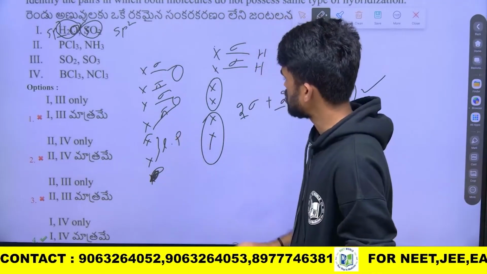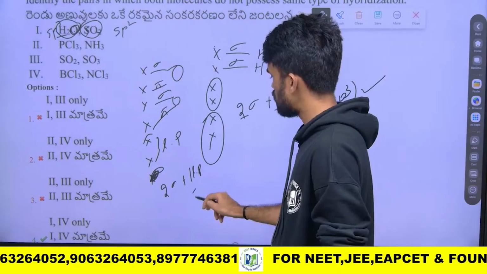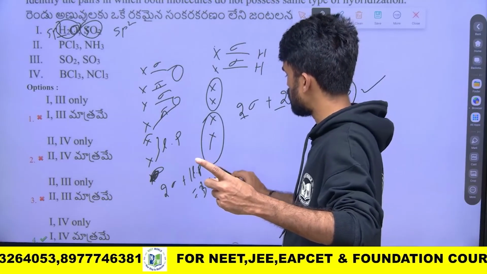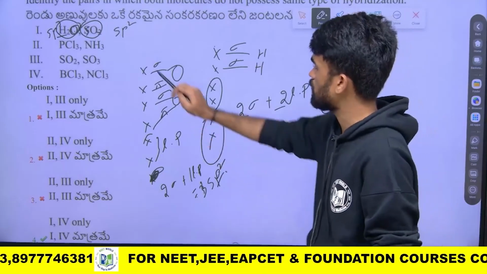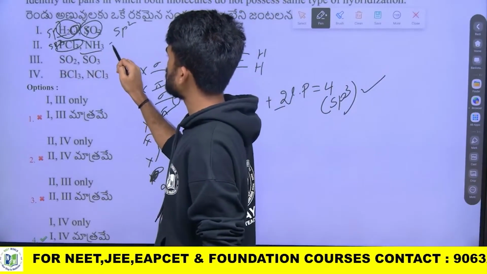So totally how many sigma bonds? 2 sigma bonds plus 1 lone pair, so totally 2 plus 1, 3. So sp3 means one is s, remaining are p's; here it is sp2 hybridization. Like that you can do. For PCl5 it is sp3d, and for ammonia it is sp3.